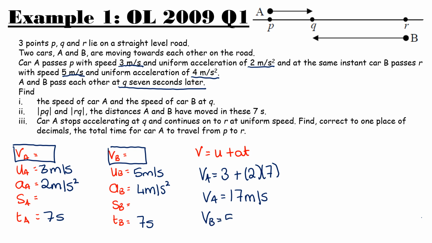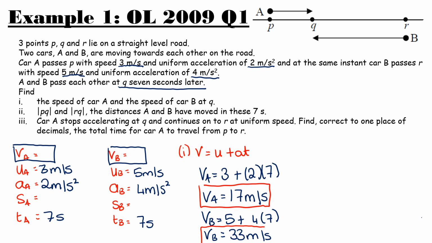For B, we have v equals u plus at. So 4 times 7 is 28, plus 5, 33 meters per second. So these are the answers for part 1, our vA and our vB. Very straightforward. We just need to be very clear on which bit of information belongs to which car.